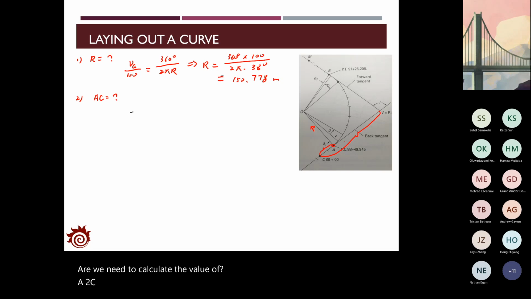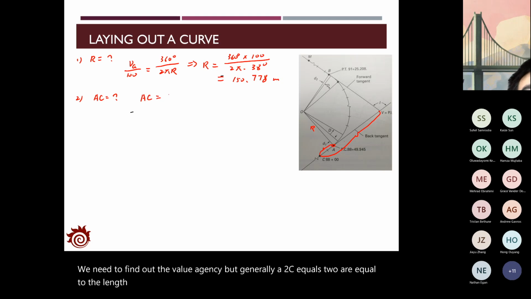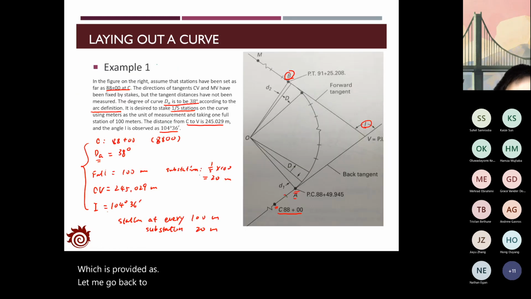We need to find out the value of AC. But generally, AC equals the length of VC minus VA. VC is given, which is provided as 245.029 meters.